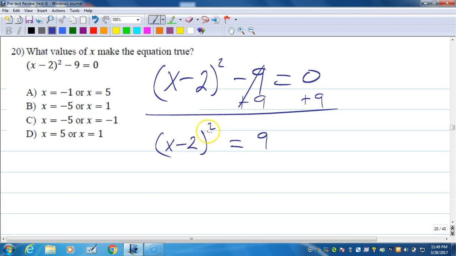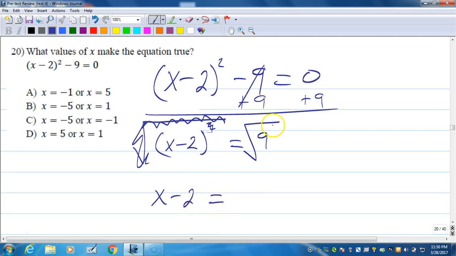How do we get rid of this 2 again? Oh yeah, take the square root. So the 2 gets taken away, and so does this symbol. All we have left here is x minus 2 is equal to the square root of 9. What's the square root of 9? Well, the square root of 9 is 3 and negative 3.